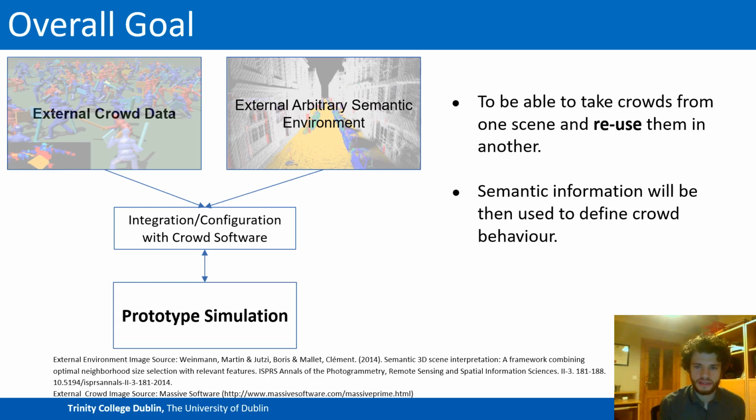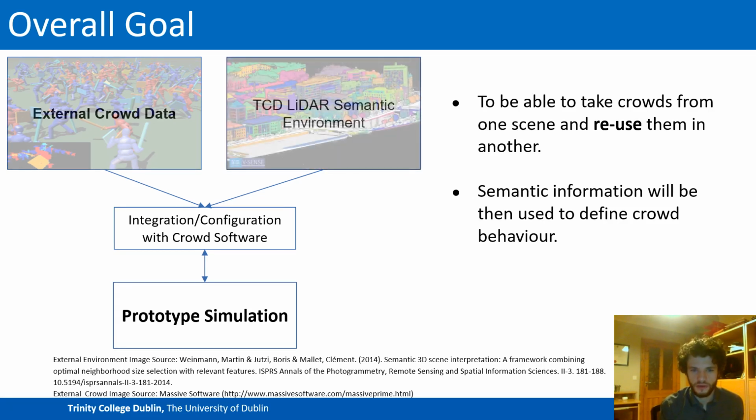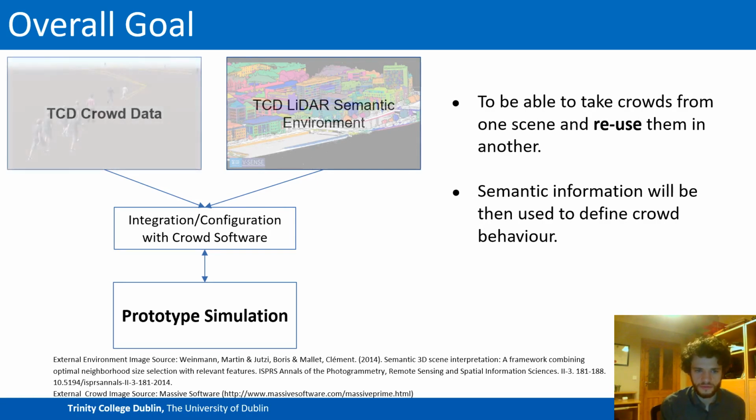The idea is to be able to take crowds from one scene and reuse them in another, and semantic information is used to define crowd behavior. The diagram on the left illustrates this. If we swap the semantic environment for a new one, the crowd behavior should respond to this and should be defined by the semantics. Similarly, if we use a different crowd with different people, their behavior should still reflect the environment semantics.